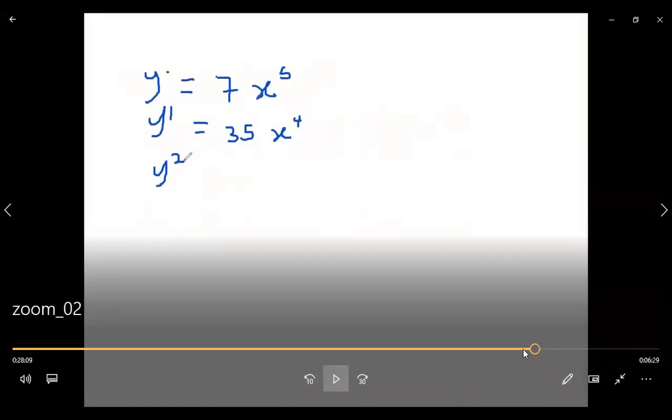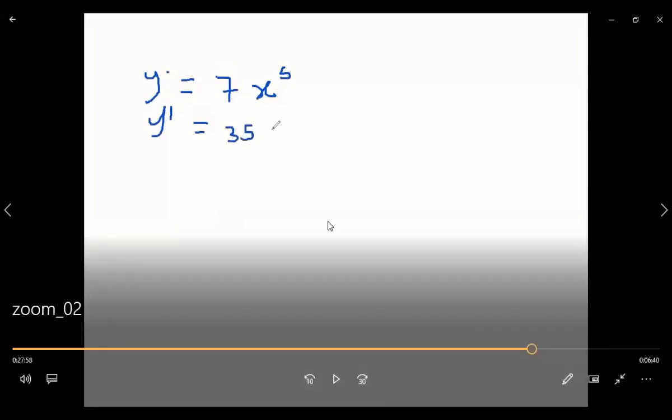Now, let's also look at the higher derivatives. So listen to that carefully. Let me just explain with an example. If I have y is equal to, let's say, 7x raised to the power 5, and I ask you to find the first derivative, that will be 35.